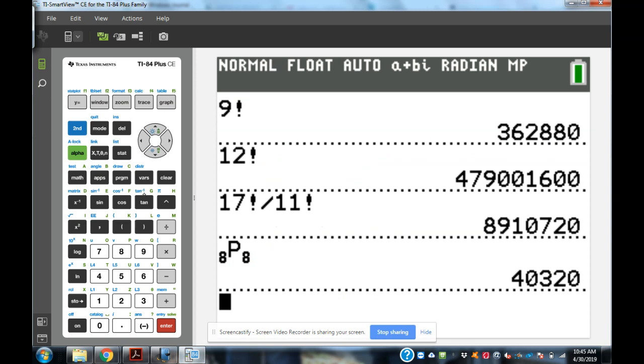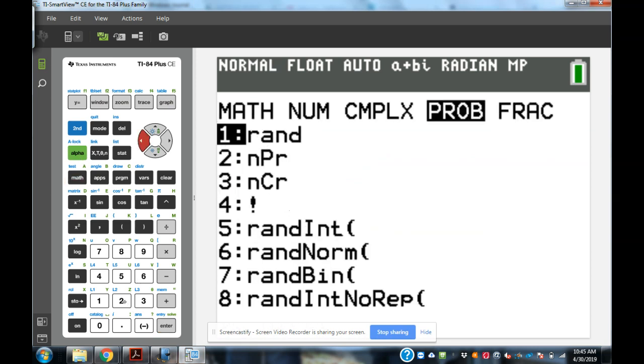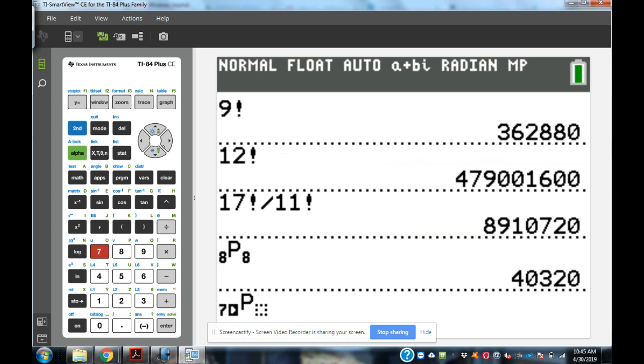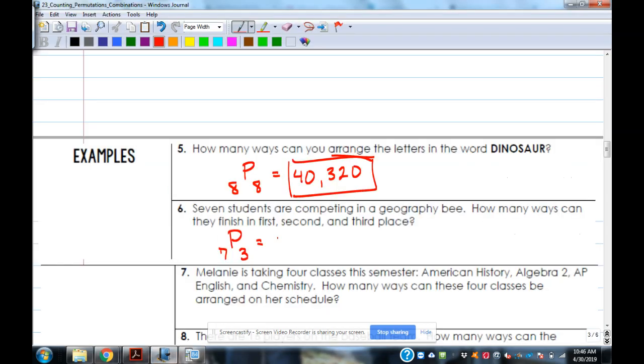So I'm going to do math, probability, permutation: 7 nPr 3. 210 different ways to finish first, second, or third. And I am on board with you using the calculator to do those instead of writing out the formula and having to calculate it out by hand. All right.